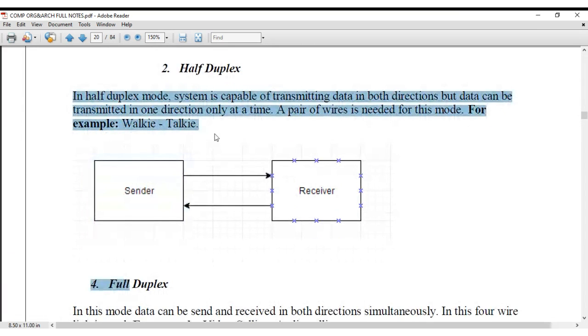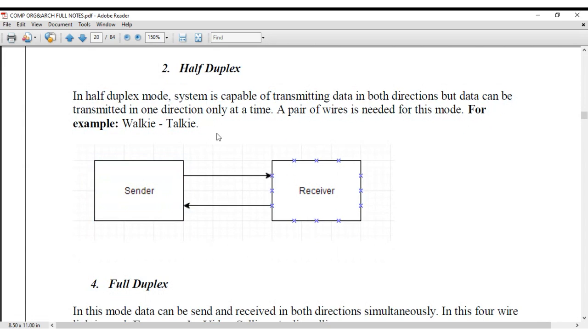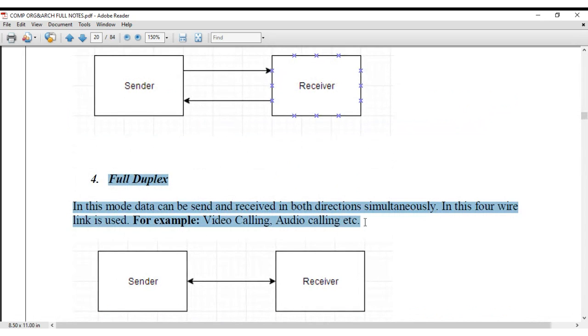It happens in both directions. So simplex is unidirectional, half duplex is bi-directional. Okay, it is bi-directional, but the transmission line can only be used by one user, or by one signal going in one direction at one time. Then full duplex is a fully bidirectional transmission, where both sender and receiver can actually communicate at the same time.